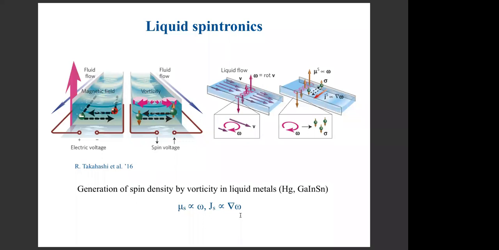It seems that here in this picture, the current is along the gradient of the vorticity, right? Which is like chemical potential.